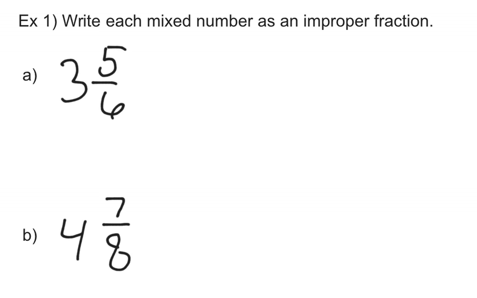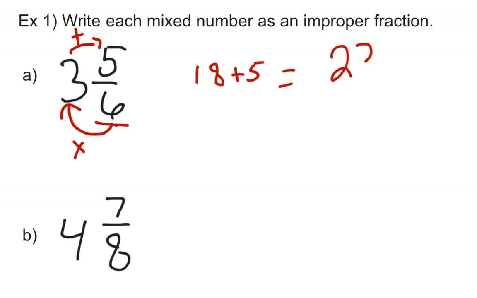If we're going to change this, we start with the denominator here, the 6. Really we just want to work in a clockwise manner. So I go 6 times the 3, which is 18. Then I take that 18 and add on the numerator. 18 plus the 5 gives me 23. That becomes my new numerator.